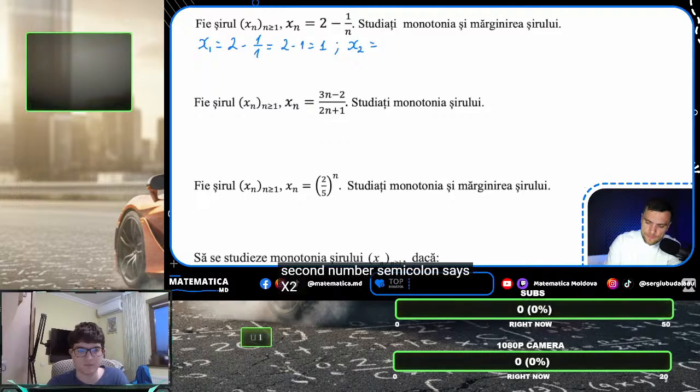Okay. So x1 is 2 minus. Essentially, you take a look there. It says that n is bigger or equal to 1. So we're just gonna work with the lowest, easiest number, which is 1, because it can be equal to 1. Now we put 1 instead of n, and we get this is 1. Now we solve the same thing for 2. After that we do x2 minus x1, and we see if it's what we got.